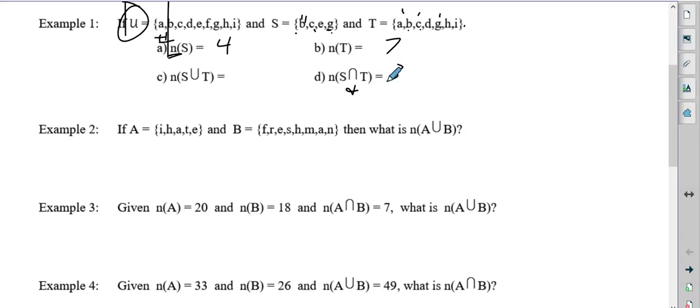So therefore, 7 plus 4 minus 3, or just 7 plus 1, which is 8. So the number of the union is 8.